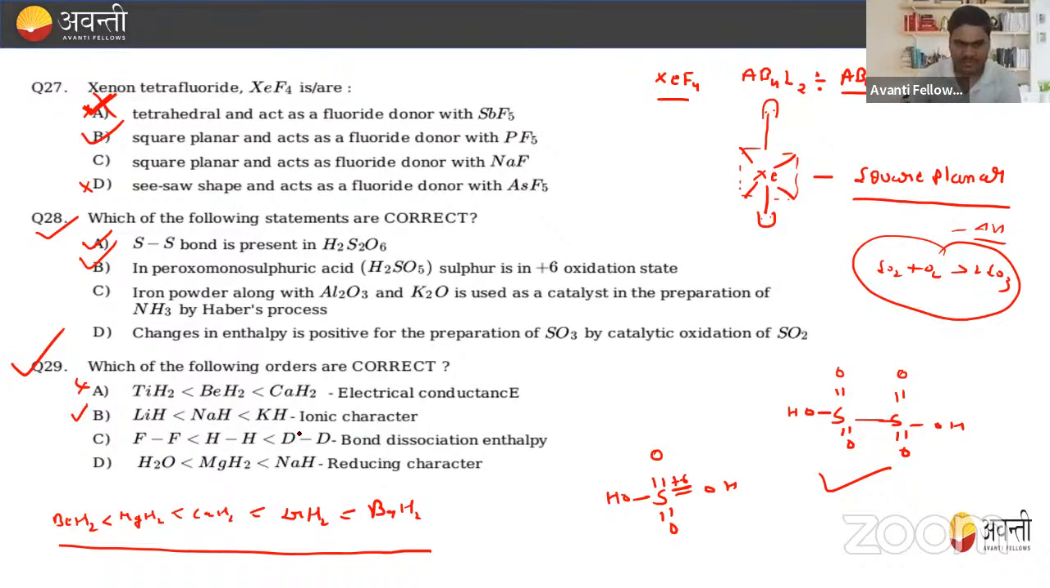For the F-F, H-H bond dissociation enthalpy, fluorine being the smallest size with high repulsion, is easily broken. So this is also correct. H2O, MgH2, and NaH reducing character: this is also correct because NaH has good reducing nature, then metallic hydride, and then non-metallic. So options B, C, and D, these three are correct answers for this question.